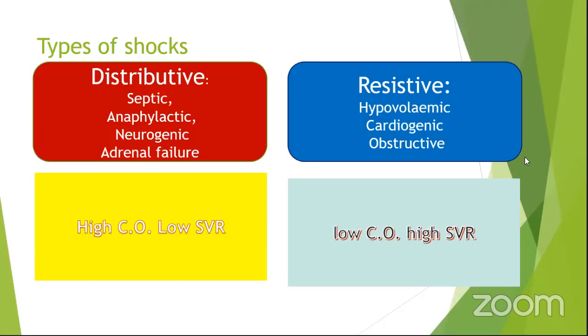So these are two very important categories that should be kept in your mind: distributive shocks and resistive shocks. Distributive shocks, keep in your mind, have high cardiac output. Resistive shocks have low cardiac output.